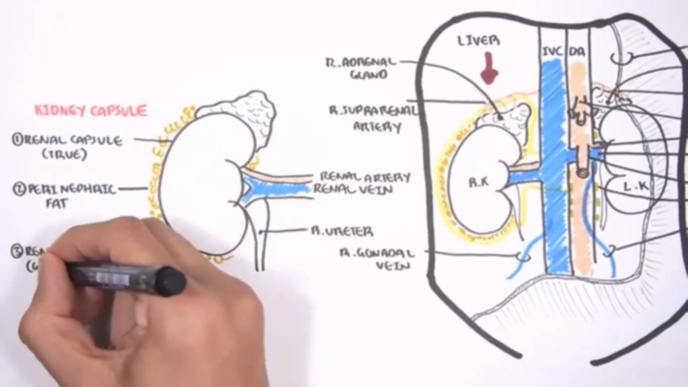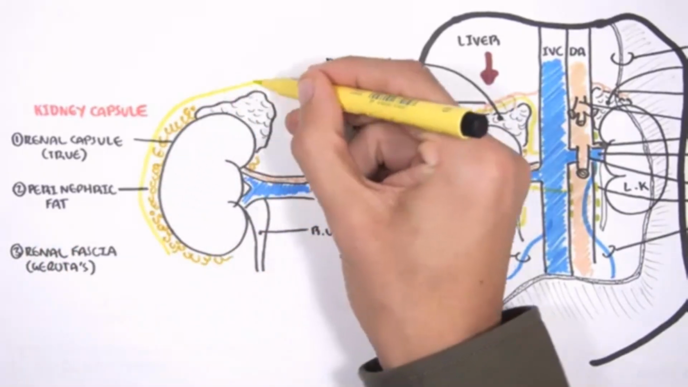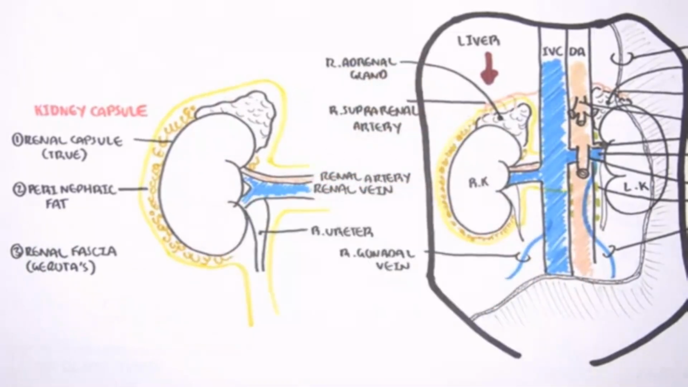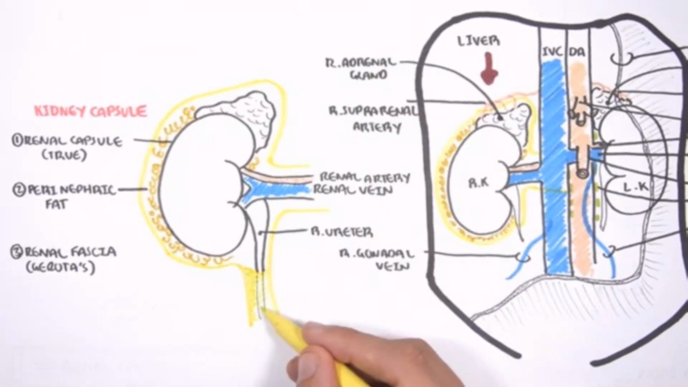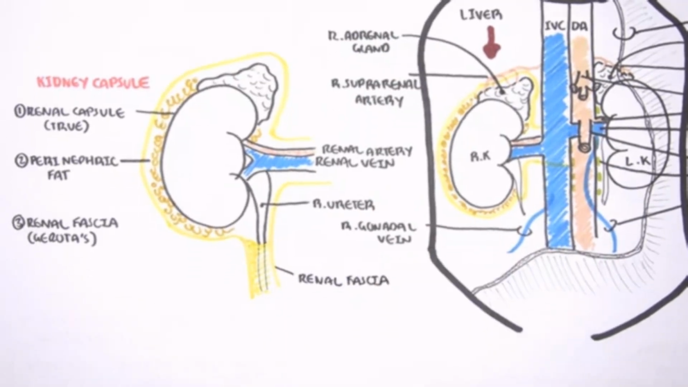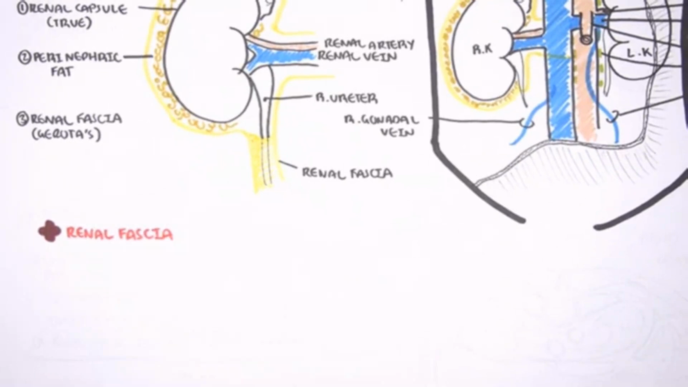This fascia is important because it extends medially and surrounds the large vessels, the inferior vena cava and the descending aorta. But also the renal fascia extends down and wraps around the ureter and goes down towards the pelvis. This has some clinical relevance. So let's look at the clinical anatomy of the renal fascia.